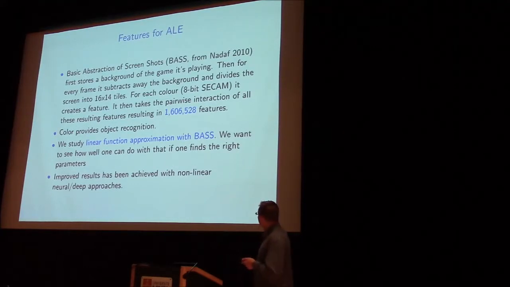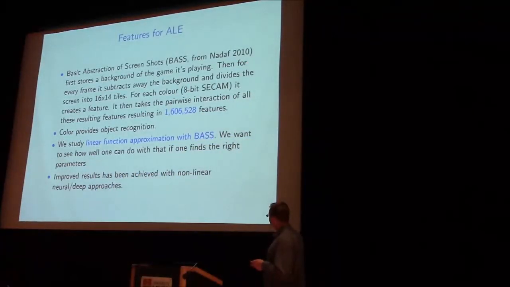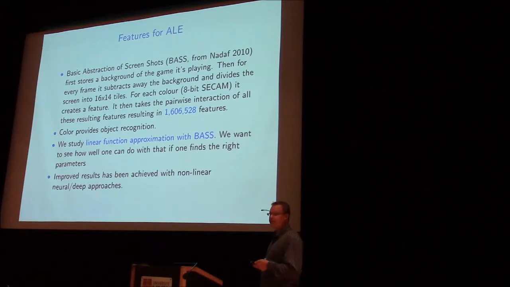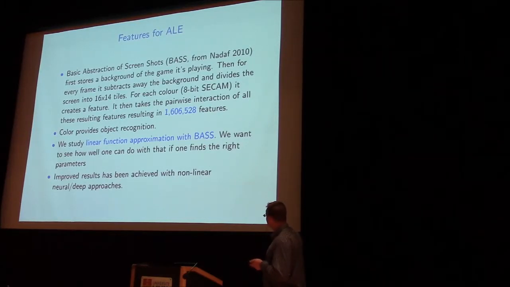So we'll say that the first paper studied linear function approximation. Some people have gotten improved results by having much more expressive value functions. Convolutional neural nets seem to have been a good idea, since there seem to be invariances over the screen. They seem to have been very useful for them, but there are a few other approaches as well.